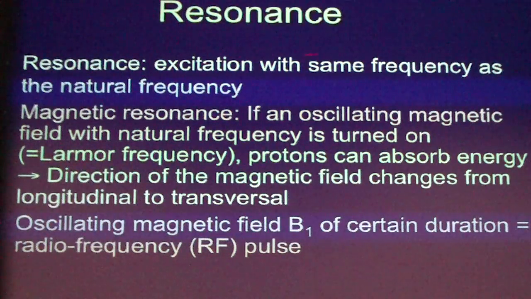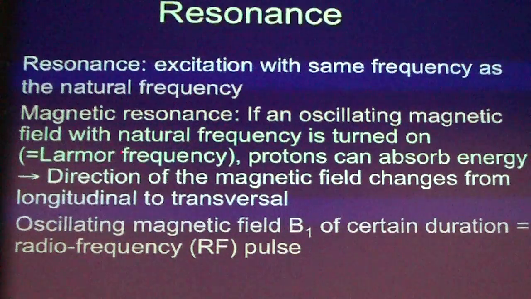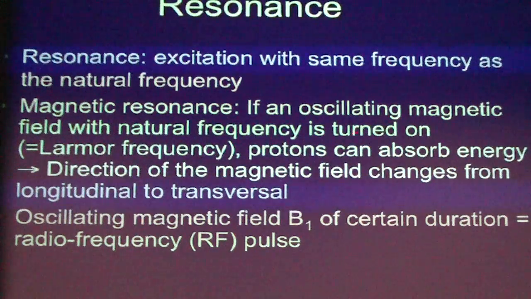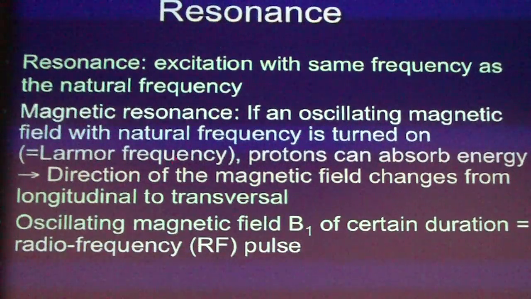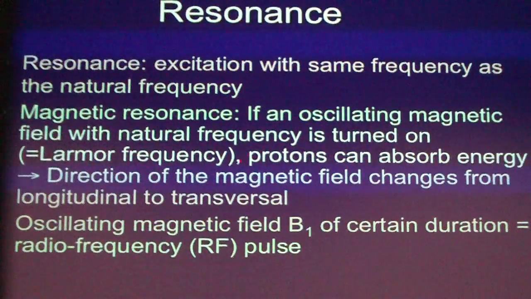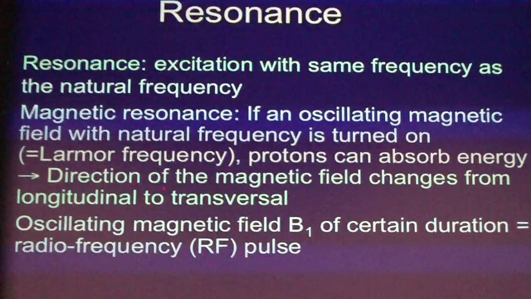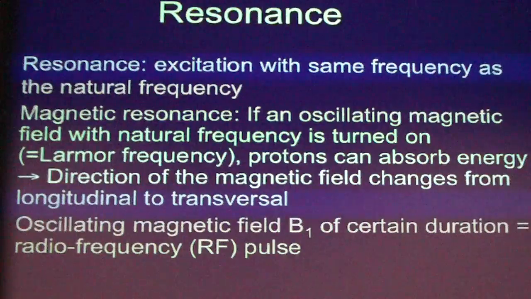Okay, so resonance: we have the excitation with the same frequency as the natural frequency. So in the case of magnetic resonance imaging, we have an oscillating magnetic field with a certain frequency, which is the frequency of the spins themselves, which we also call the Larmor frequency. And in that case, the protons can absorb energy, and then the magnetization can change direction. It depends on how long we apply this pulse and how far the magnetization will change.